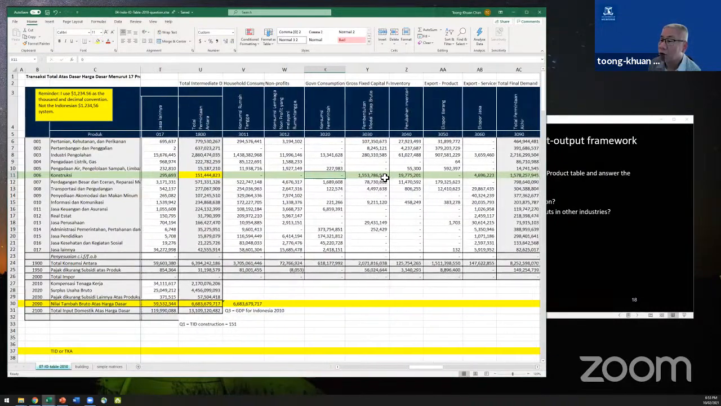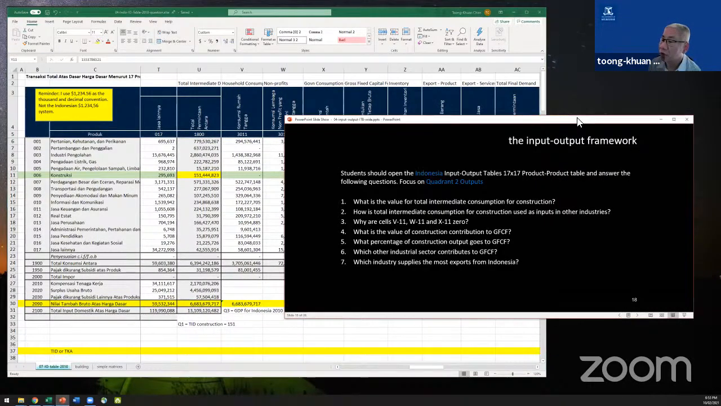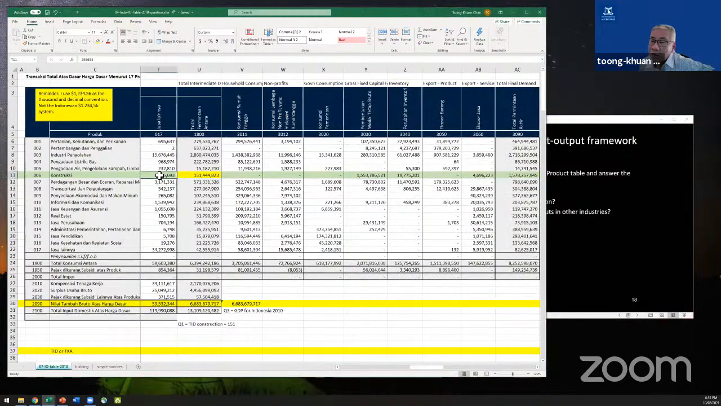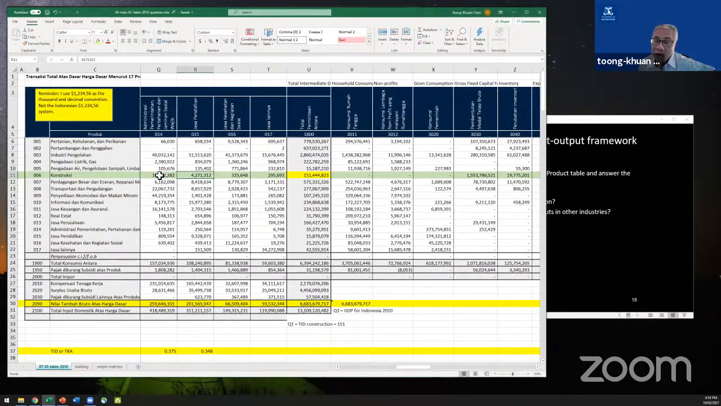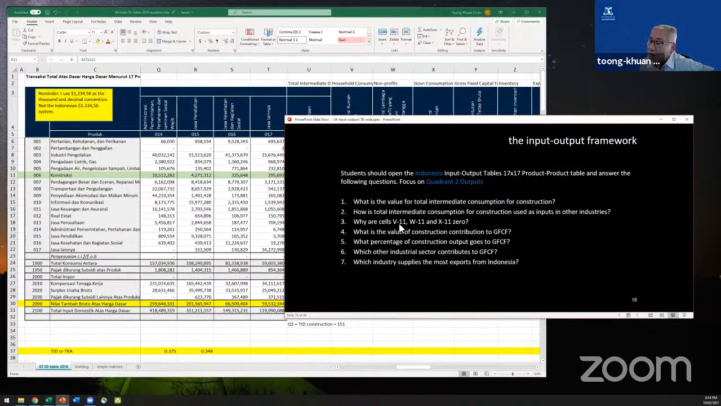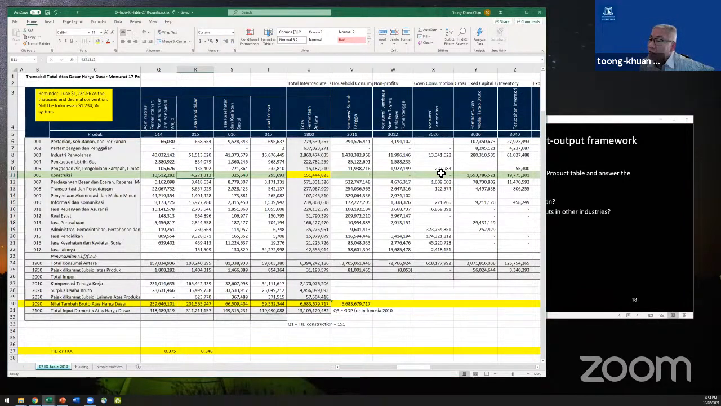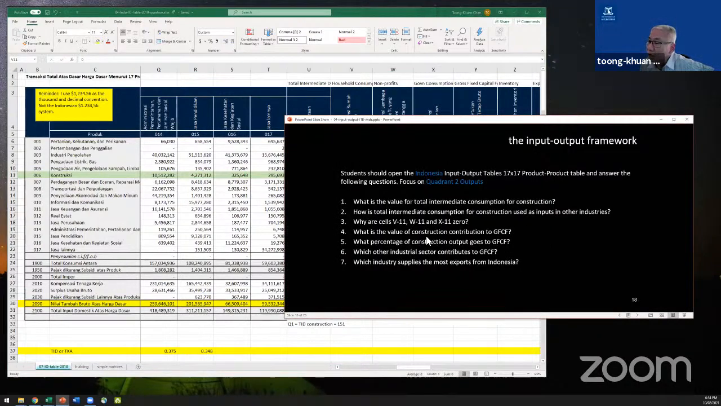If we continue on, so that's gross fixed capital formation, that's quite large. Okay, so I've already explained two, which is how intermediate consumption for construction is used. So I've already explained how this one, 4271, is inputs from construction into jasa pendidikan. Question 3, V11, W11, and X11 is 0. These are these three cells. They are 0 because BPS has not produced those figures.